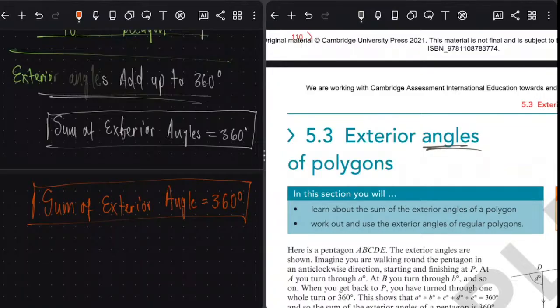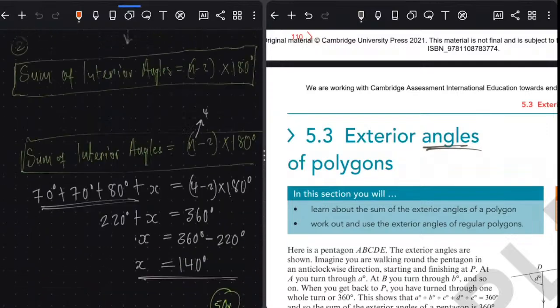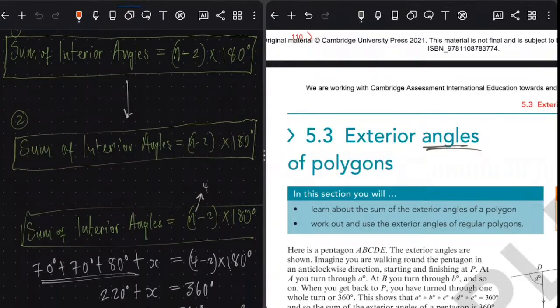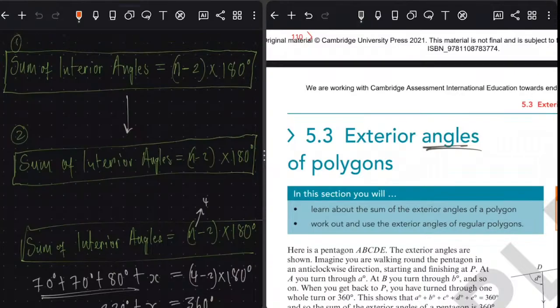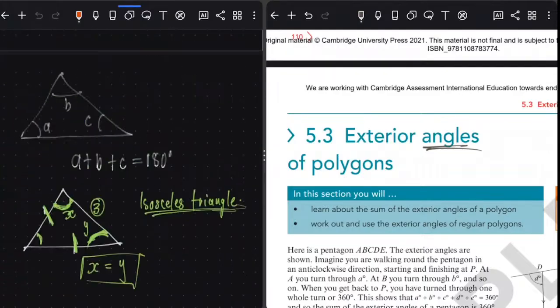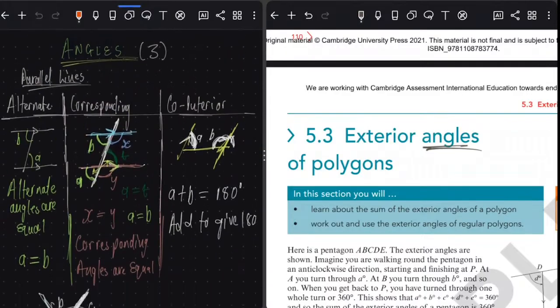Sum of exterior angles is 360 degrees. When we do interior angles, we said the sum is n minus 2 times 180. What you have here is some serious artillery, boys. If you have this, you can do a lot. If you understand parallel lines, I trust you guys. You just have to be using them very well.